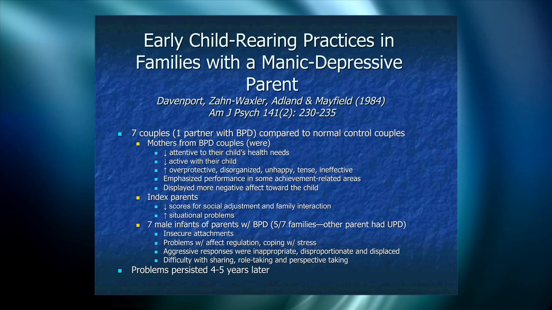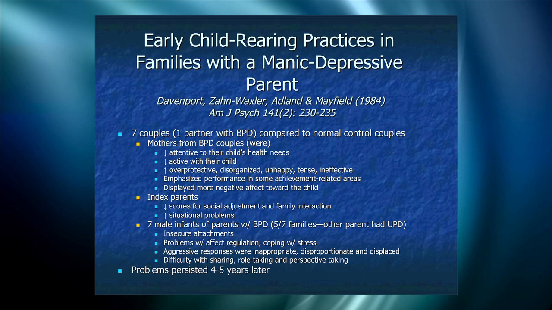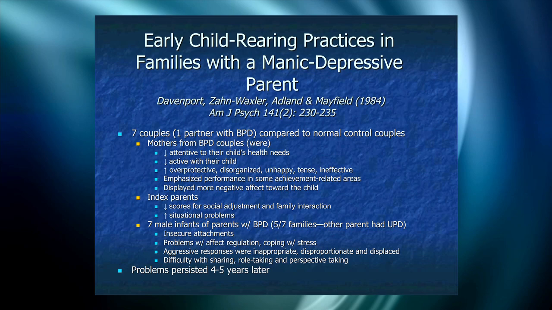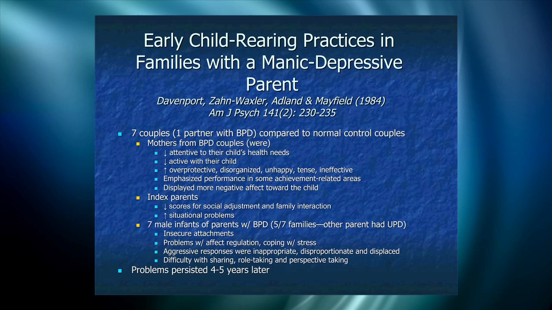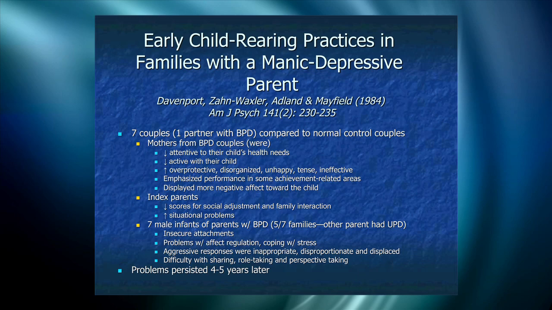There were 7 male infants of the parents with BPD, and of those 7 families, in 5 the other parent had unipolar depression. So genetically, as well as family environment, these little infants were hit with a whammy. They demonstrated insecure attachments, problems with affect regulation and coping with stress, aggressive responses that were inappropriate, disproportionate, and displaced, and there was difficulty with sharing, role-taking, and perspective-taking. And these problems, when they did a follow-up 4 to 5 years later, persisted. Not good.